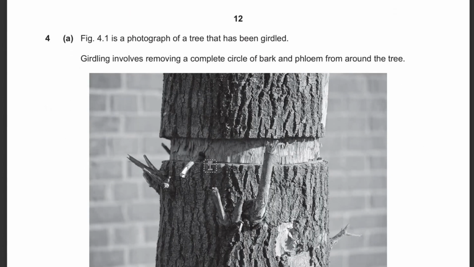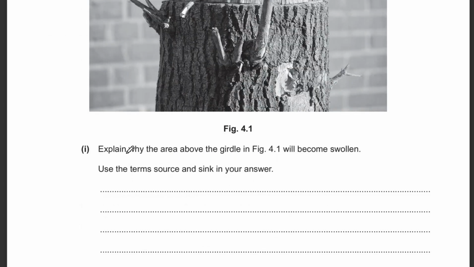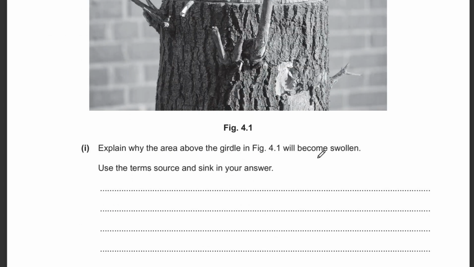Figure 4.1 is a photograph of a tree that has been girdled. Girdling involves removing a complete circle of bark and phloem from around the tree. So they are removing 2 things: number 1, bark, and number 2, phloem. Explain why the area above the girdle in figure 4.1 will become swollen. Why is the area becoming swollen? Use the terms source and sink in your answer.